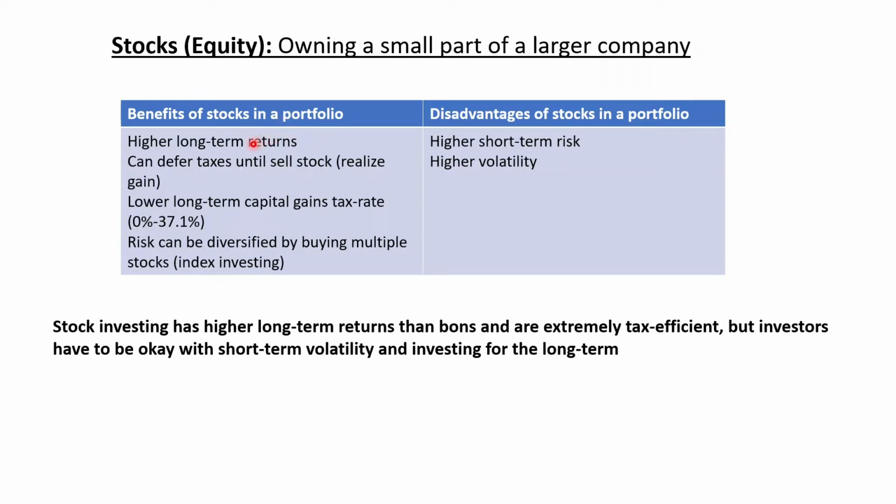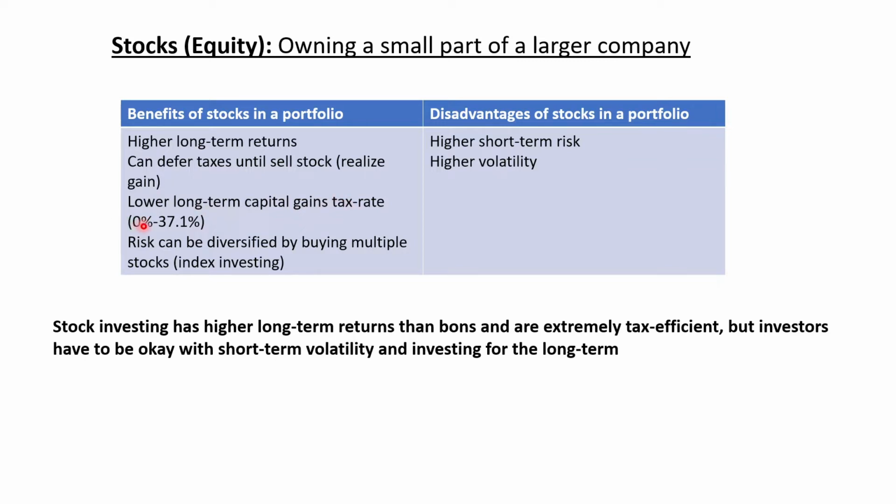The first is that you're having higher long-term returns than bonds. And again, we'll show the graphs later. The next key point is that you can defer taxes until you sell the stock or realize gains. And then there's a huge benefit of tax deferral, which we'll show again later on, that you don't really get with bonds. Another huge advantage is that there's a lower long-term capital gains tax rate.